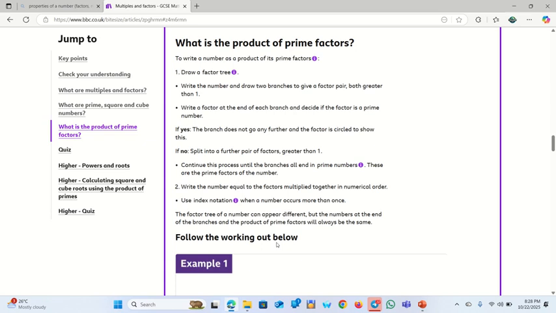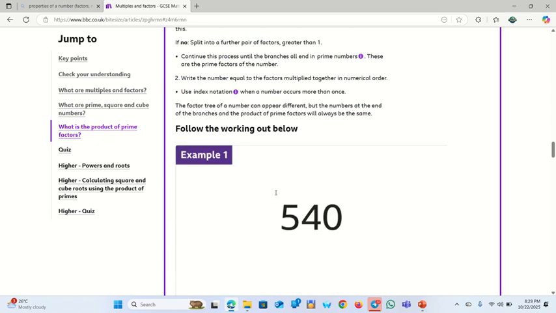Are you done? Okay. So do you understand exactly what you've read? Yes, sir. Okay, that means if yes, the branch does not go any further and the factor is circled to show this. If no, split into a further pair of factors greater than 1. Those are the two major conditions for getting the product of prime factors.